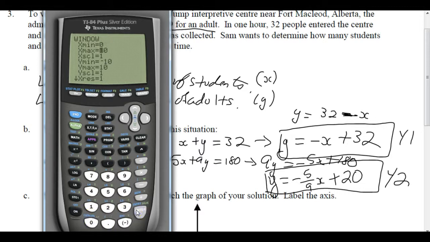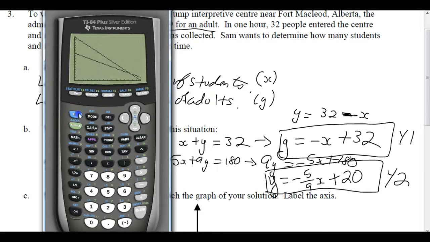This is the number of students. Well, we can have from 0 to 32, right? And let's go by 2's. Now, y is the number of adults, and so the number of adults can go from 0 to 32 as well. And let's hit graph and see what we get. There we go. Okay, so we have our values, we have our intersection here.